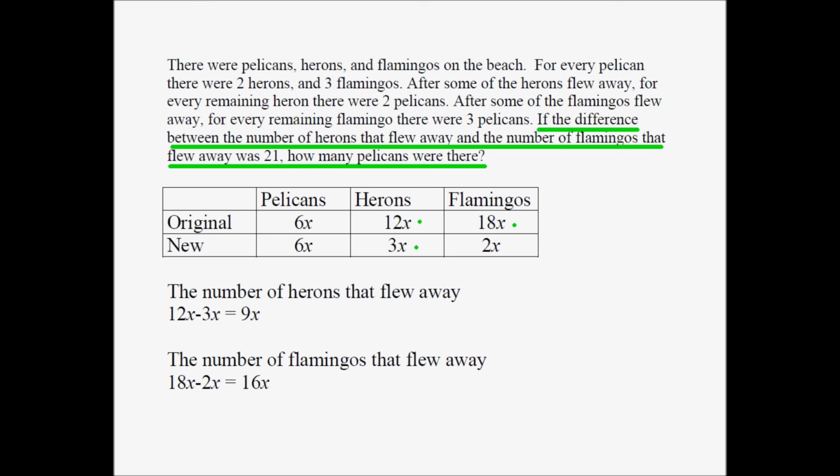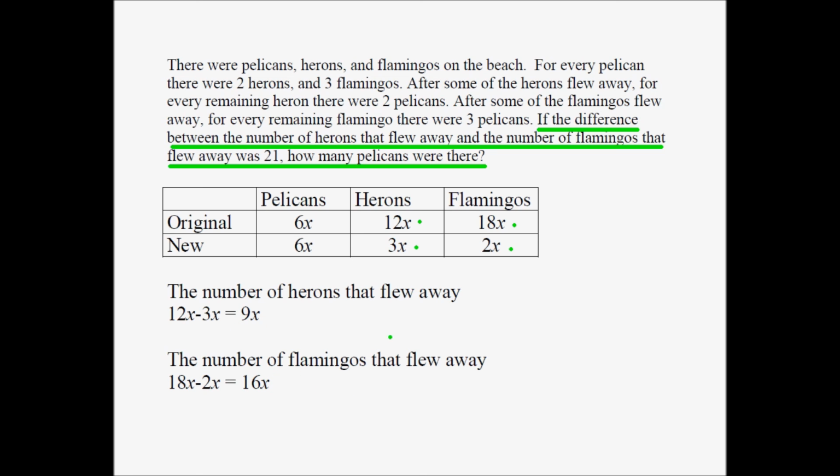If this is the original number of flamingos and this is the new number of flamingos and some of the flamingos flew away, if you subtract 2x from 18x, you're going to get 16x. That's the number of flamingos that flew away. Now, the question says the difference between the number of flamingos that flew away and the number of herons that flew away is 21. Clearly, I can see that more flamingos flew away than herons.